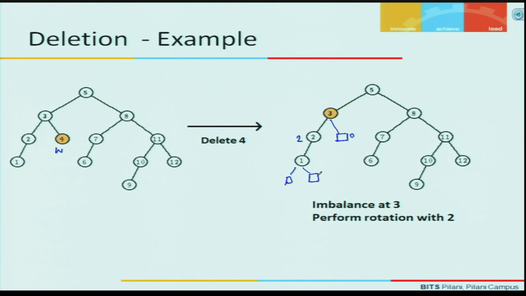So, we identify x, y, z now. So, this is going to be our z, this is going to be y, and this is going to be x. Also, we are going to relabel them as A, B, C, as they would appear in the in-order traversal of the tree. So, in the in-order traversal, this would have come first, this would have come second, and this would have come third.